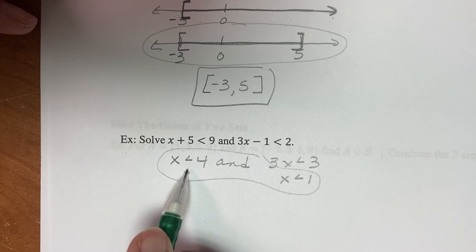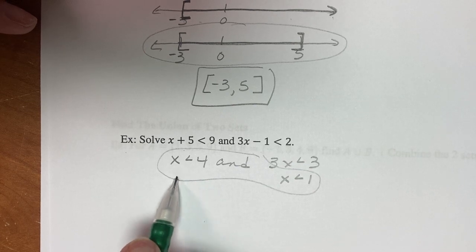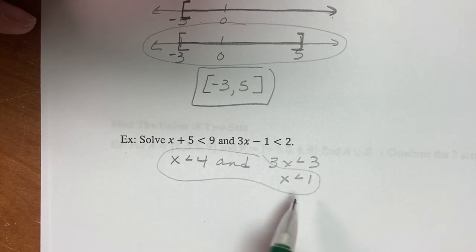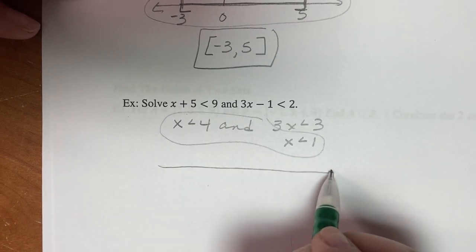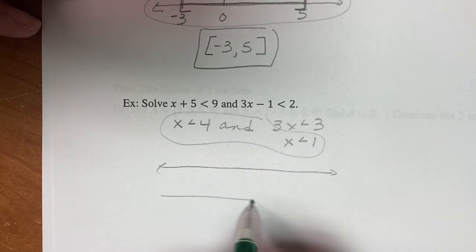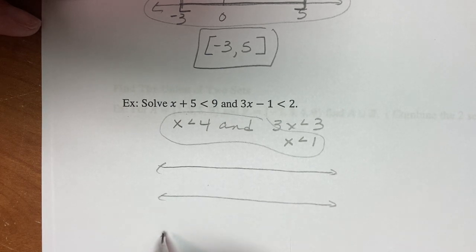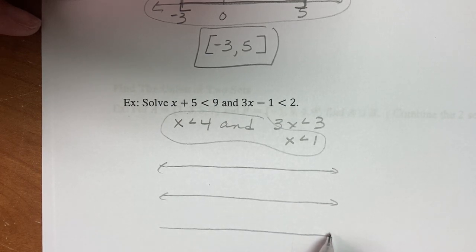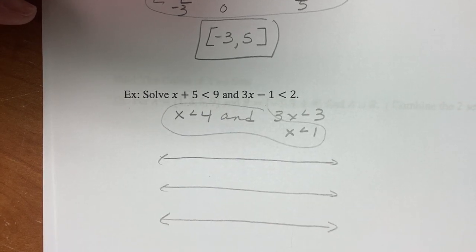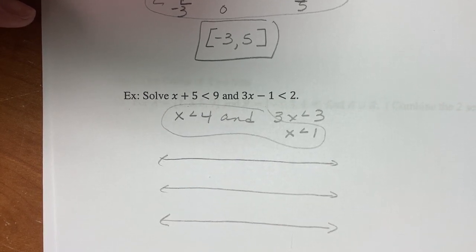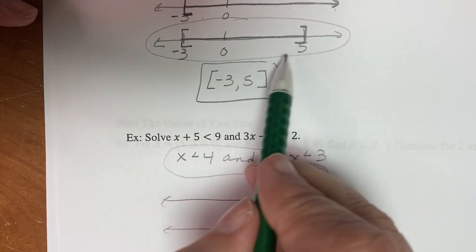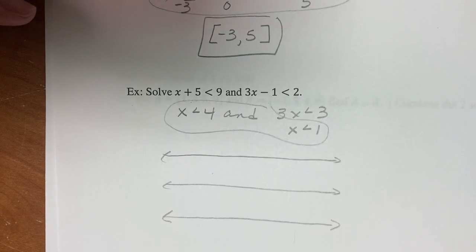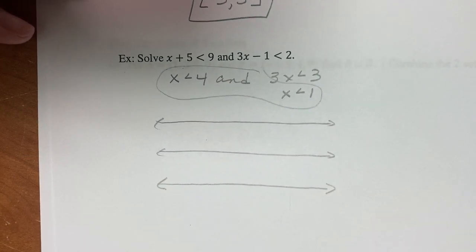So here is my solution. I want all values that are less than 4 and less than 1. Well, let's look at that with the 3 graphs again. Now, this is an unusual situation. I would say 85.8% of the time when you have an and statement, you're going to end up with your symbols and an in between for an intersection, because that's usually how intersections work. That's not going to happen here.